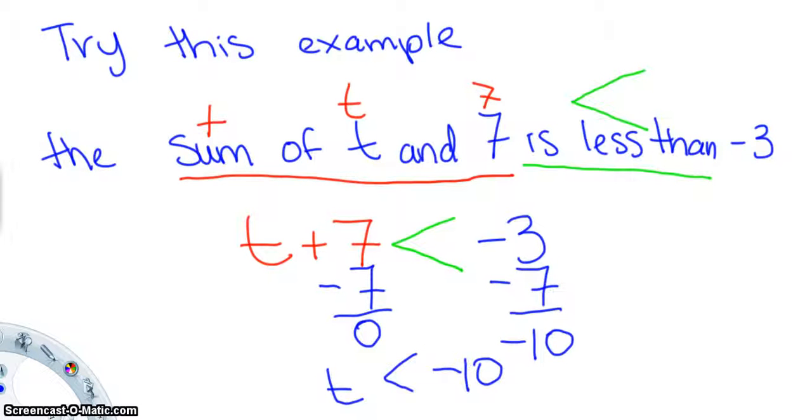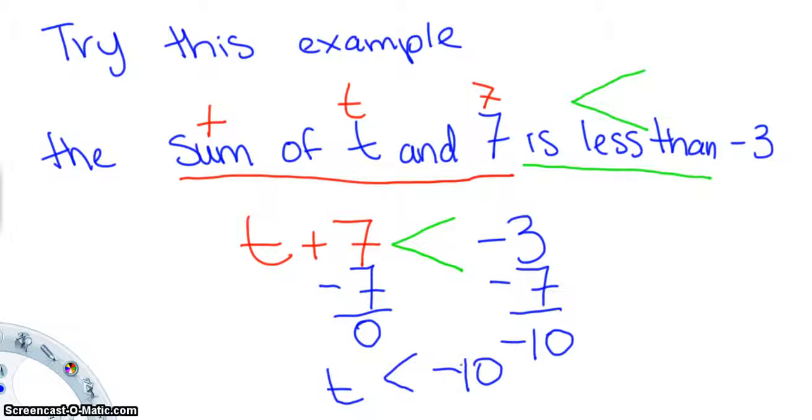If we want to check to see if we are correct, we can put -10 back into the inequality and see what we get. So we have -10 plus 7, which is going to give me -3. Is -3 less than -3? Is that true? It is not true, but every number up to -10 on the negative side is going to work.